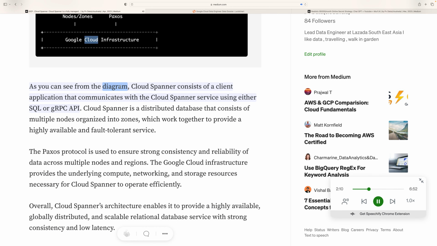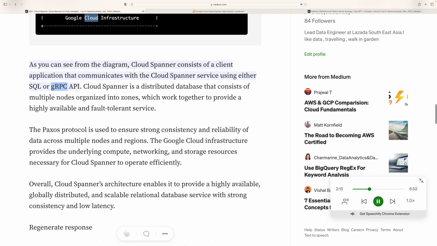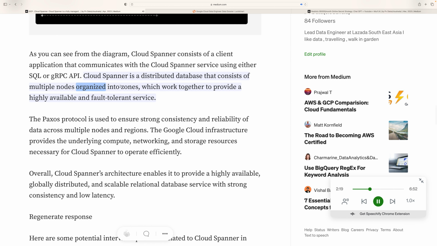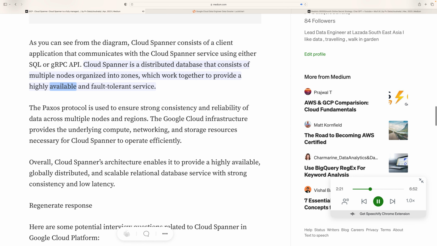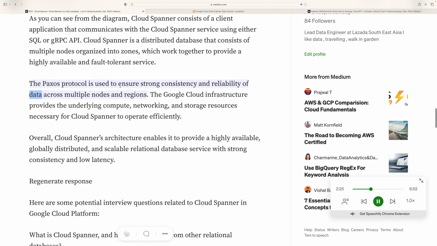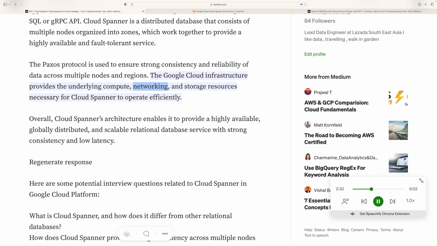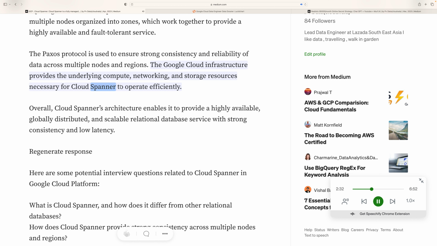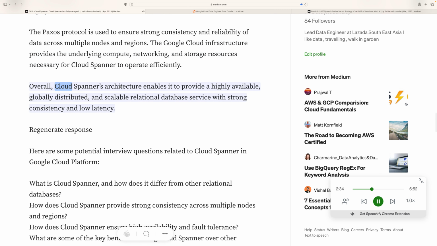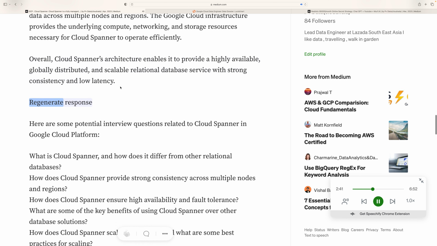As you can see from the diagram, Cloud Spanner consists of a client application that communicates with the Cloud Spanner service using either SQL or gRPC API. Cloud Spanner is a distributed database that consists of multiple nodes organized into zones, which work together to provide a highly available and fault-tolerant service. The Paxos protocol is used to ensure strong consistency and reliability of data across multiple nodes and regions. The Google Cloud infrastructure provides the underlying compute, networking, and storage resources necessary for Cloud Spanner to operate efficiently. Overall, Cloud Spanner's architecture enables it to provide a highly available, globally distributed, and scalable relational database service with strong consistency and low latency.